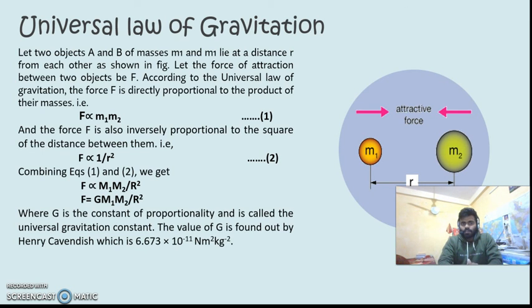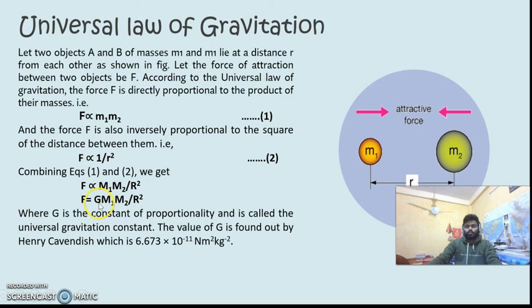Let us derive the mathematical result of this concept. Let two objects A and B of masses m1 and m2 lie at a distance r from each other, as shown in this figure. According to the universal law of gravitation, the force F is directly proportional to the product of the masses, so F is proportional to m1 into m2. This is our first equation. The force F is also inversely proportional to the square of the distance r, so F is proportional to 1 upon r square. This is our second equation. Combining these two equations, we get F proportional to m1 m2 upon r square.